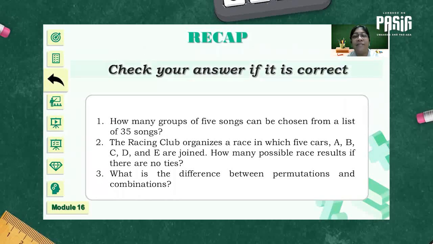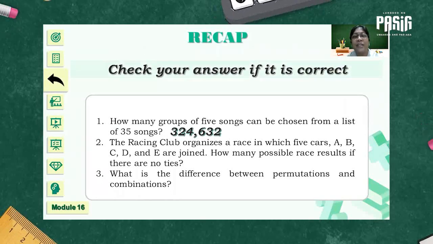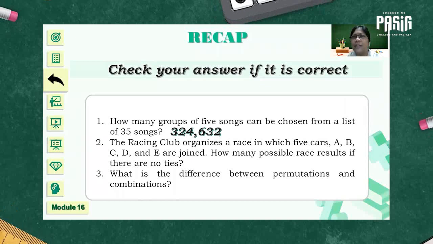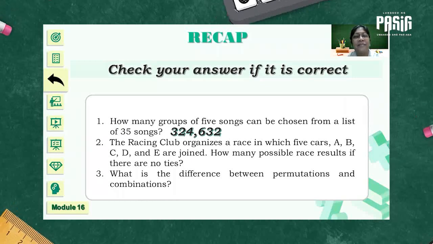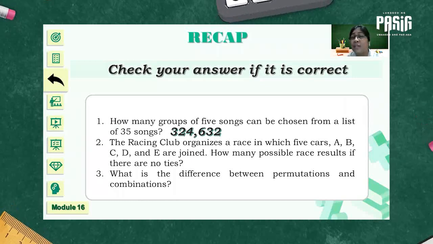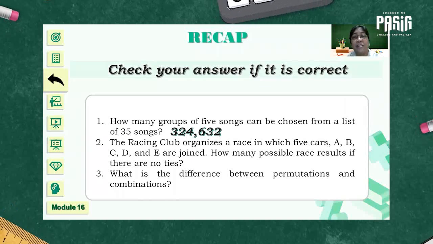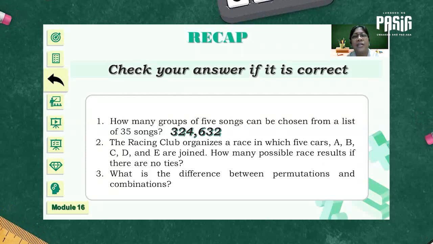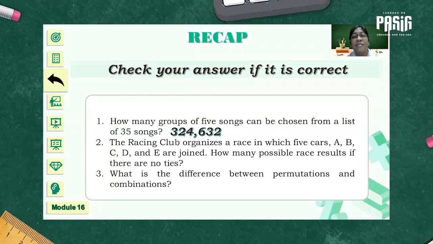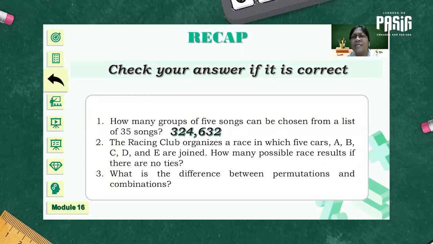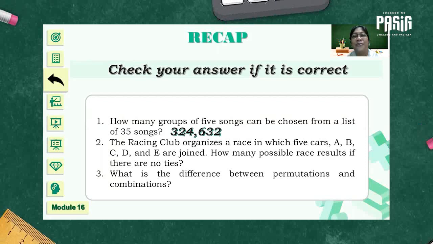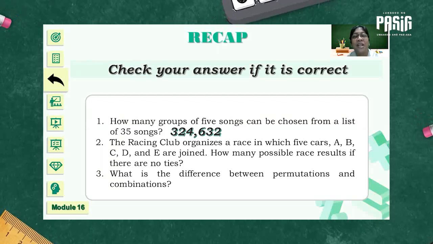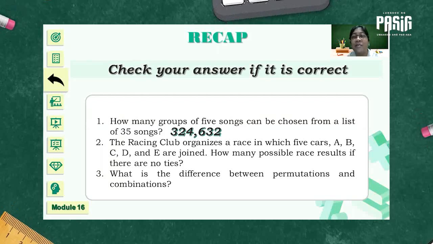For number 1, that's 324,632. But how did we get that? Let's analyze. What did we use? Did we use combination or permutation? Let's check. Choosing 5 songs from 35 songs doesn't require an order. Therefore, we use combination. That is combination of 35 taken 5, and it's equal to 324,632.